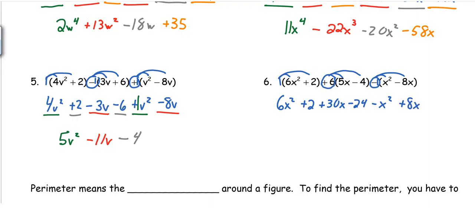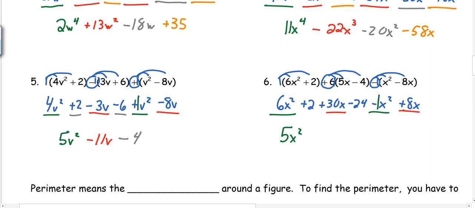So first I'm going to start with the highest exponent, which is squared. 6x squared minus x squared. So this is minus 1. That gets us 5x squared. Next I have x's. So 30x plus 8x is 38x. And last I have 2 minus 24, which gets us negative 22.